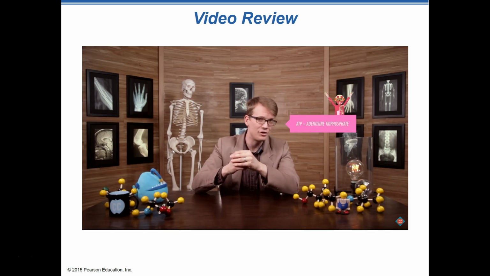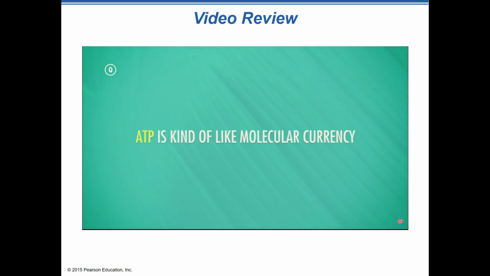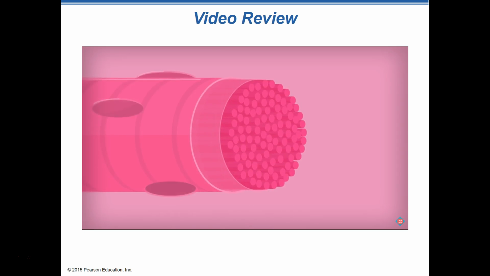I'd prefer cash and nachos, but whatever. Remember, ATP is kind of like molecular currency. It contains chemical energy, and your muscles are all about converting chemical energy to motion, so they're always hungry for more ATP. Your muscle cells have lots of nuclei, but some of them also have a lot of mitochondria, whose sole purpose in life is to crank out ATP.